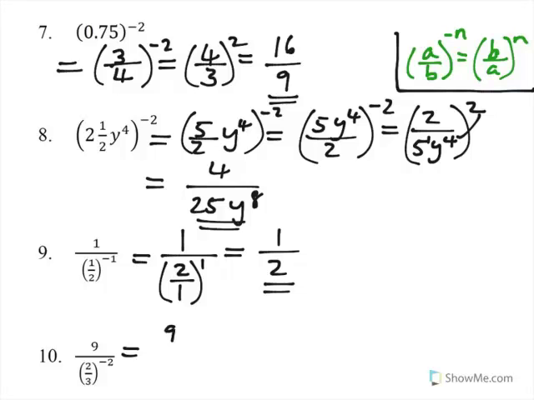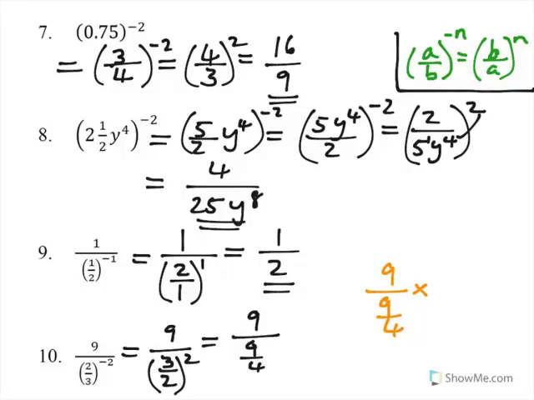It's 9 over, turn the fraction upside down, you get 3 over 2, and remember you make the power positive, which is 9 over, 3 squared is 9, 2 squared is 4. So it's 9 divided by 9/4. Let's try and do that on the side here. It's 9 over 9 over 4. If you want to get rid of the 4 at the bottom, you'd multiply the top by 4 and the denominator by 4.